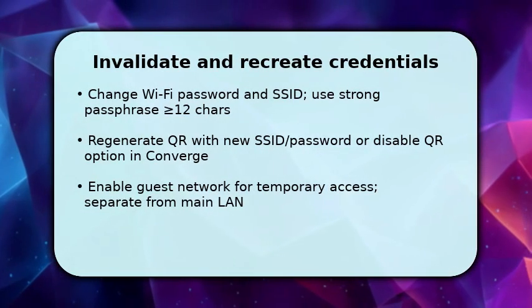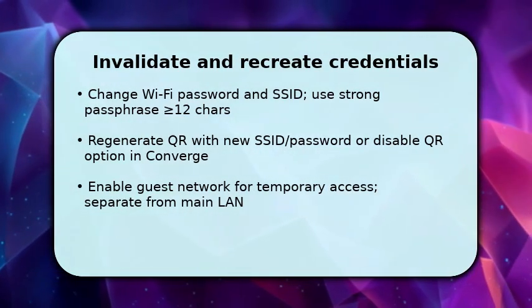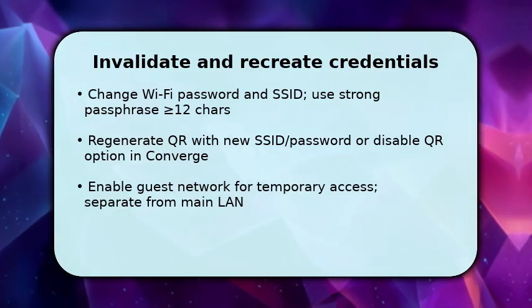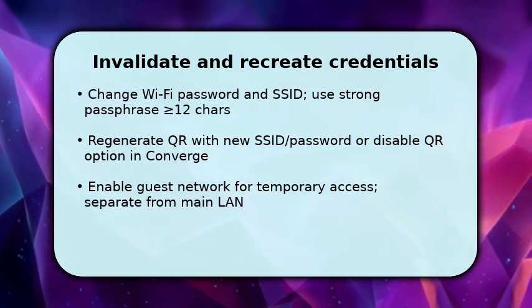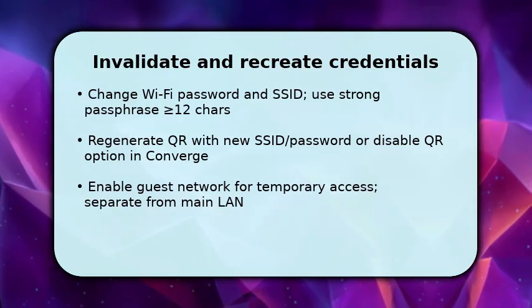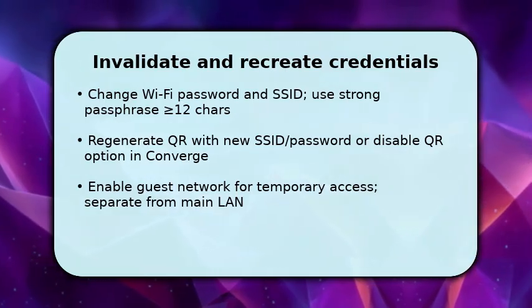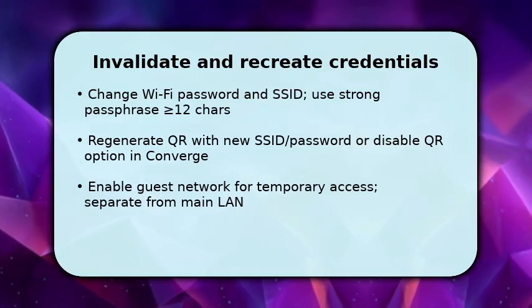Now you change the network credentials to make the old QR useless. Update SSID and set a new strong password, then regenerate any official QR codes. If Converge provided the QR, disable or revoke its sharing link in the app or replace it with the new code. While regenerating, create a guest network for visitors so you keep your main devices secure.